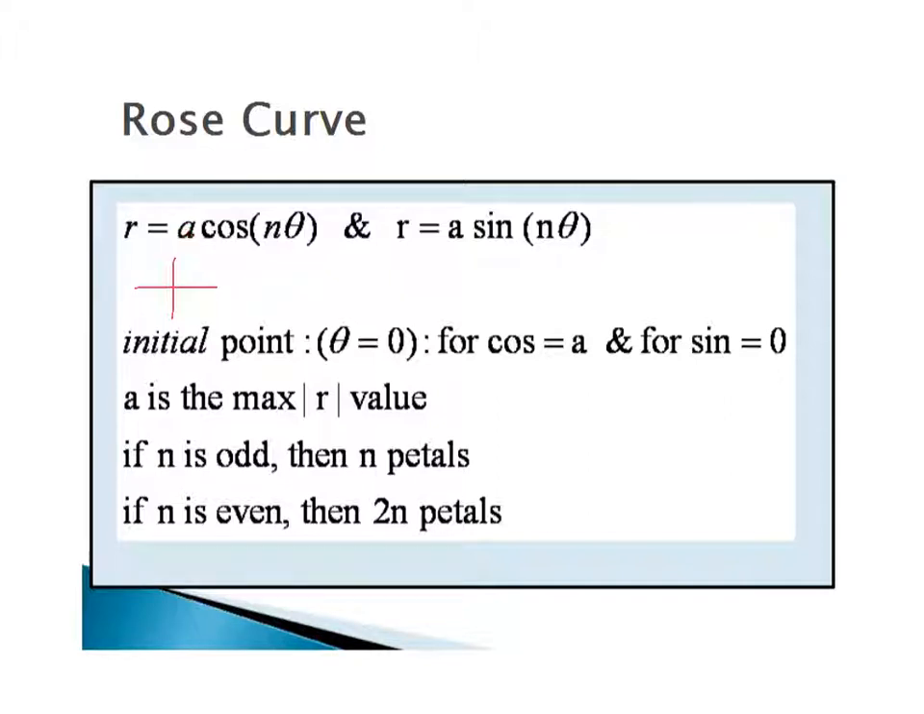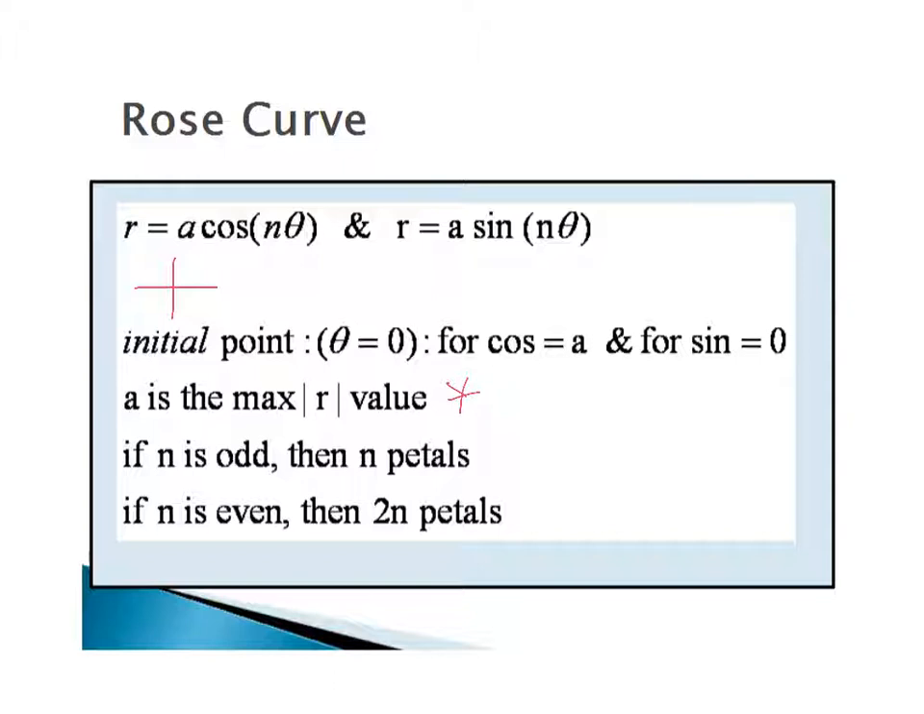A, this number out here, if you would have practiced that and plugged those in, is actually always going to tell you what your maximum R value is. It tells you how big the petals are. That's the farthest ring out where the petals touch. That's important. That determines the size of the petals.